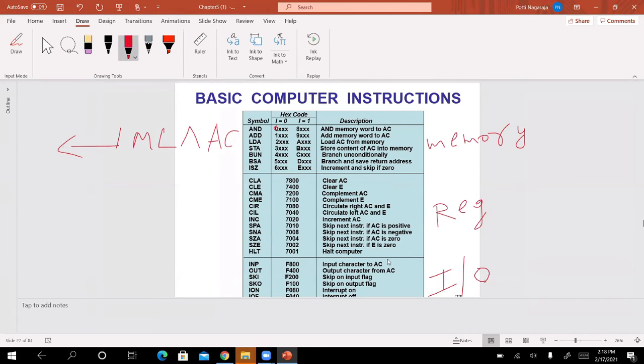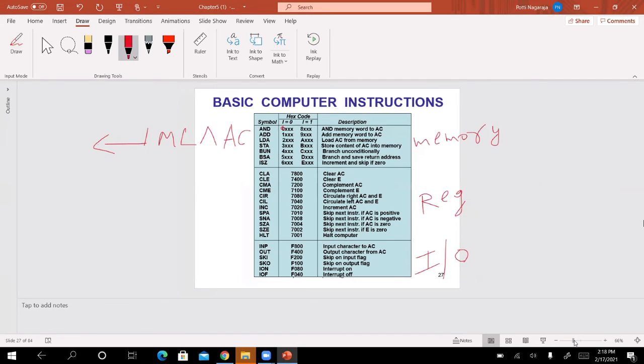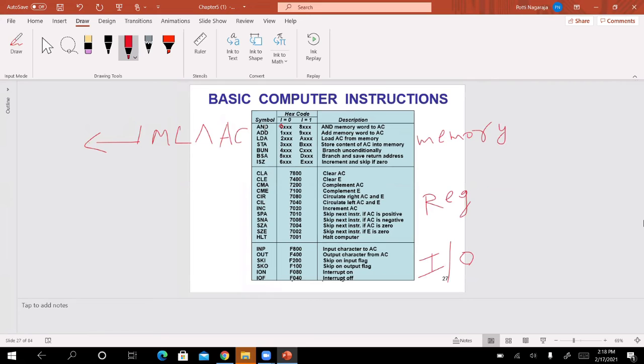Is it visible? The slide is visible now? Yes, sir. So whenever it is 0 triple X, you are doing the AND operation between the memory location operand and accumulator, and the final result you have to store in the accumulator. So accumulator is represented by AC.